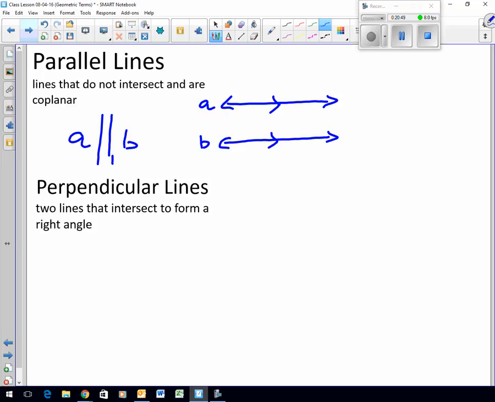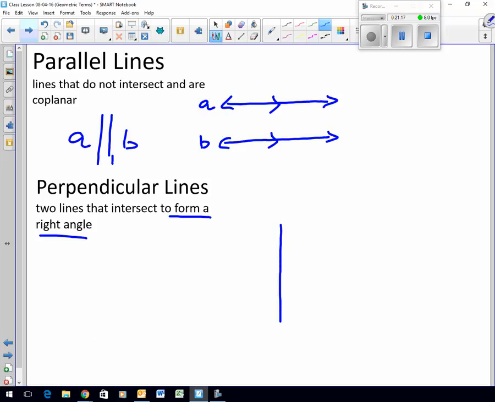Okay, one last thing to define today. Perpendicular lines. Two lines that intersect to form a right angle. And the big thing is right there. I can have intersecting lines that don't form right angles. These are not perpendicular lines. The only way for lines to be perpendicular is if they intersect and form right angles.